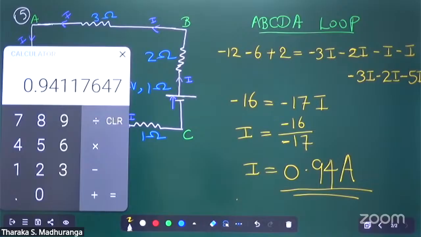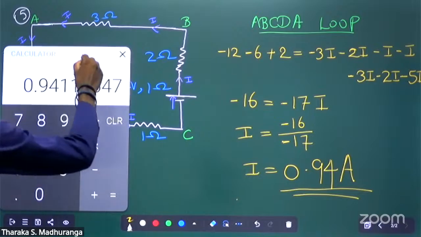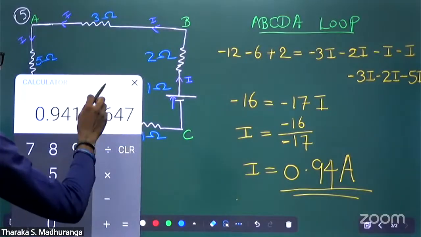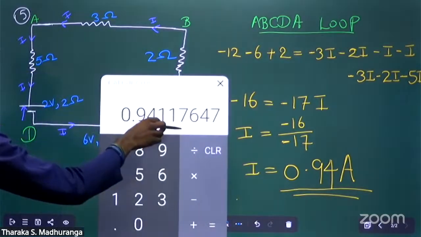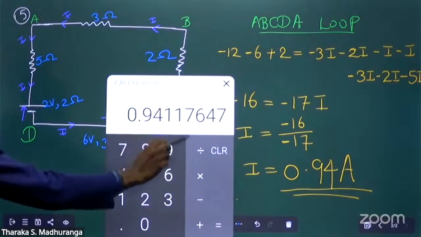Mavi, how did it come 1.06? Melf, you also got a value like 1.2. Yeah, that's the problem. You can't miss anyone. You must consider the loop with every resistor, every cell, every internal resistance, everything.